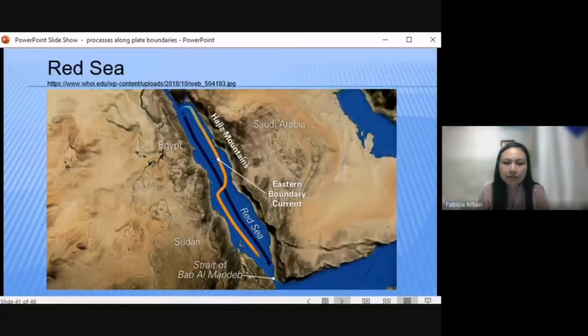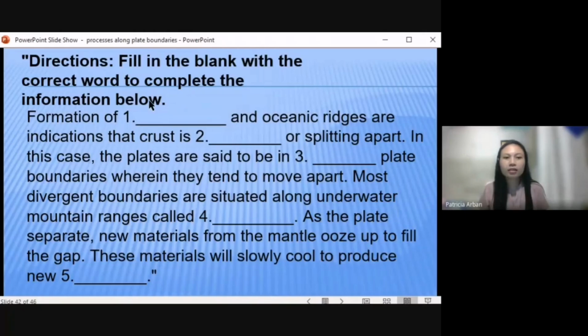So, let's have an activity. A quick activity. We have a fill in the blanks. Formation of blank and oceanic ridges are indications that crust is blank or splitting apart. What is the answer? Formation of rift valley and oceanic ridges are indications that crust is moving apart or splitting apart.